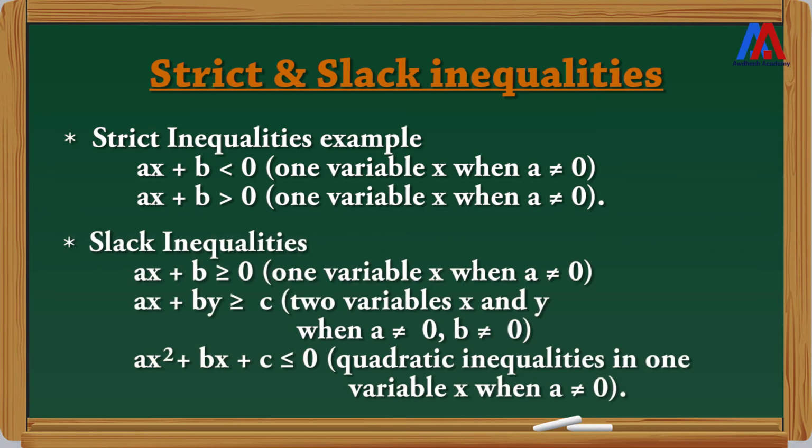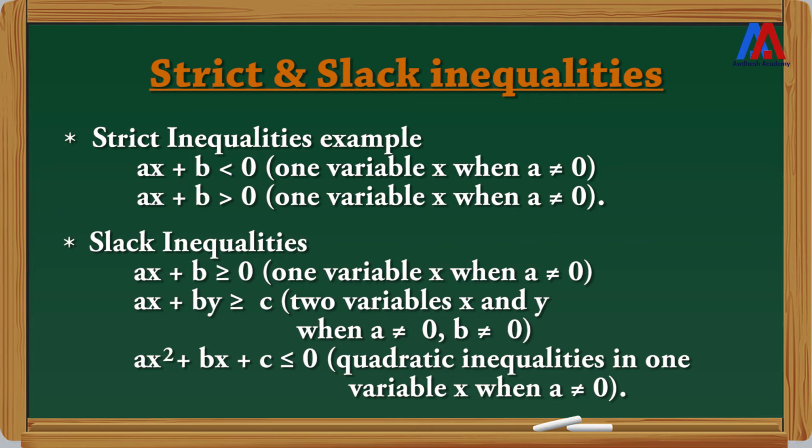Now let's take the example of some slack inequalities. Like ax plus b is greater than or equal to 0. This is an example of slack inequality because it can be an inequality and it may not be an inequality because both signs are there, equal to as well as greater than. So this is an example of one variable x where a is not equal to 0. Another example could be ax plus by greater than c. Now this is another inequality where we have two variables, and this is also an example of slack inequality.